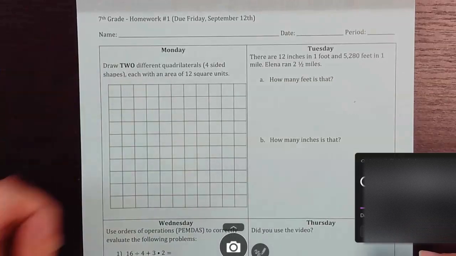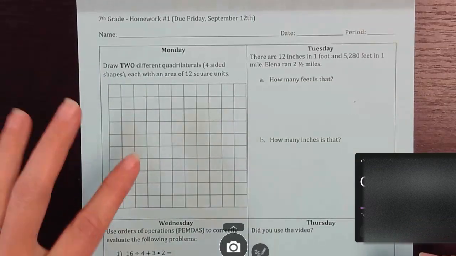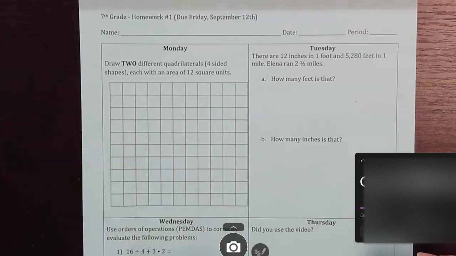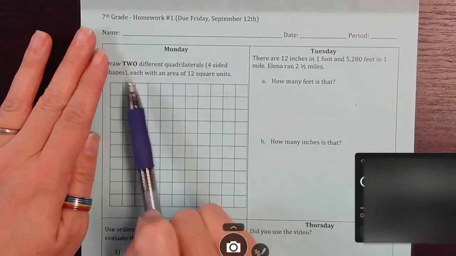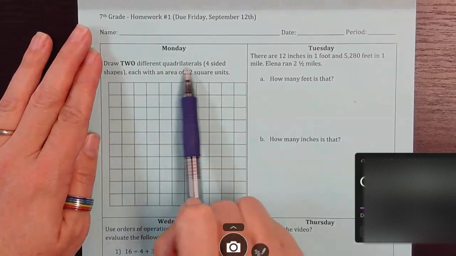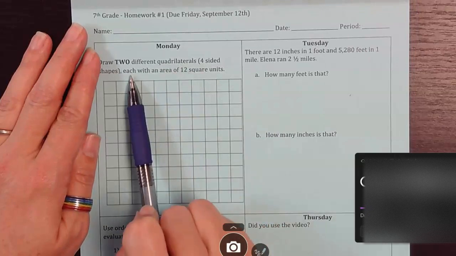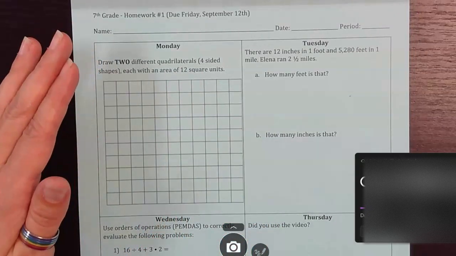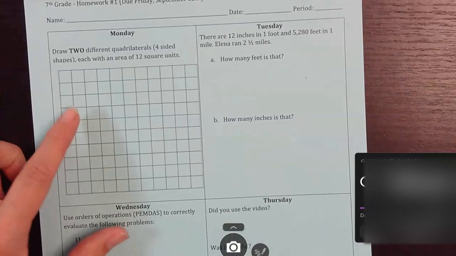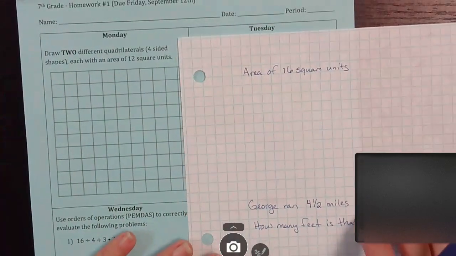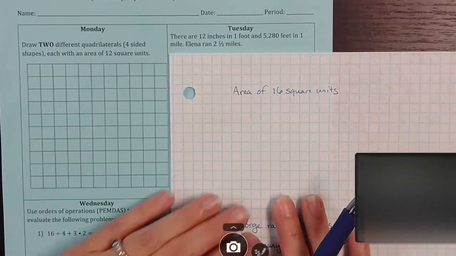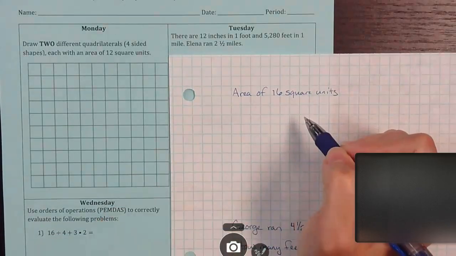Okay. The next thing you need to know, if you want to get 100% on this homework, you want all the points, you need to make sure you show your work on every problem. You explain on every problem. All right? So for Monday, it says draw 2 different quadrilaterals, 4-sided shapes. That's what quadrilateral means. Each with an area of 12 square units. Okay, I'm not going to draw one for you because I don't want to take away your thinking, but I'm going to try drawing one that has an area of 16 square units.